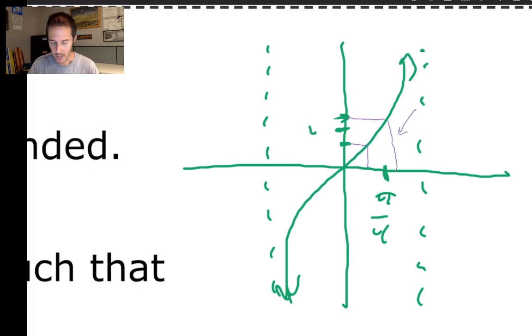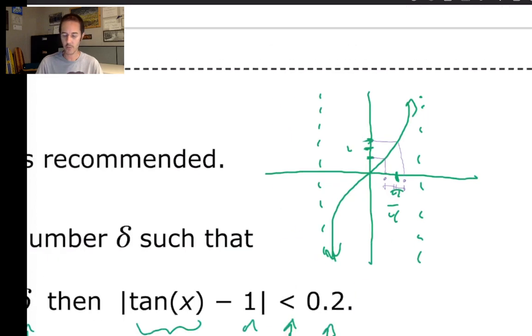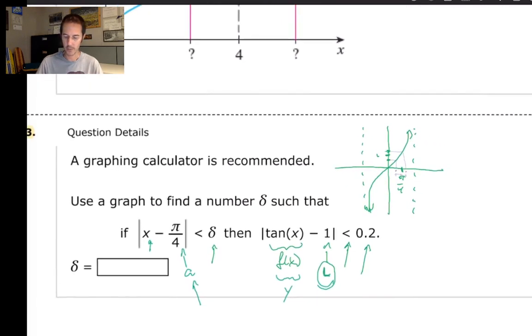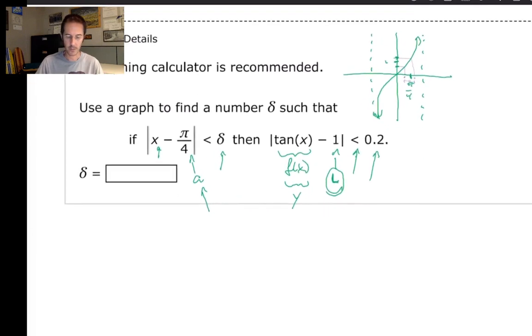Freehand, I had to make this line a little bit angled, otherwise it was going to land on pi over 4, which would not be correct. You're going to need these x values, and then you're going to need to check these distances from pi over 4 to one x value, from pi over 4 to the other x value, and choose the lesser of those two values, or distances, or differences, to be your delta value.